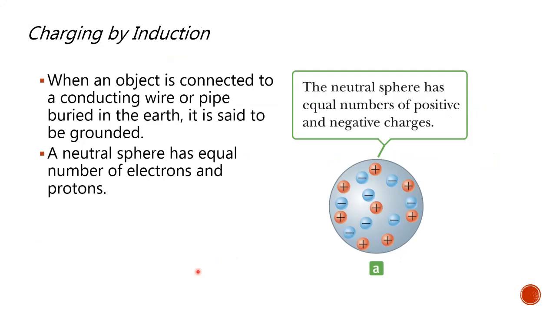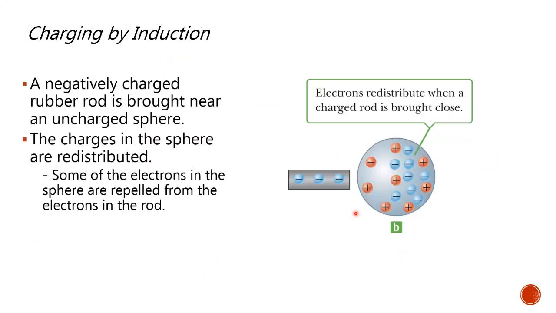When an object is connected to a conducting wire or pipe buried in the earth, it is said to be grounded. So a neutral sphere, same as with the conduction earlier. We have a neutral sphere, same number of electrons and protons. If you are going to put a negatively charged rod near an uncharged sphere, same as with the conduction, the charges in the sphere are redistributed.